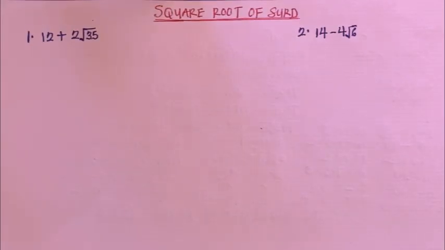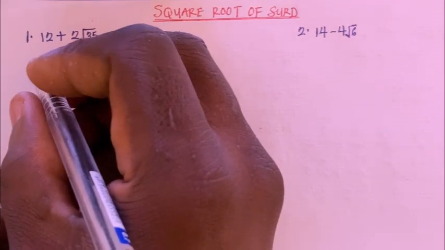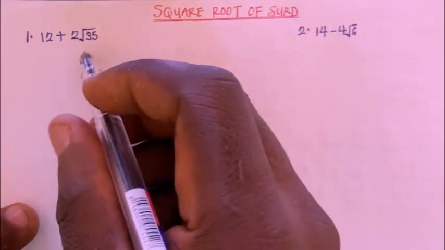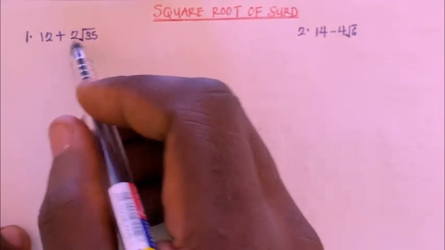Friends, in this video I'll be solving some questions that involve roots of surds. The first one is the square root of 12 plus 2 root 35. The question asks us to find the square root of this expression.